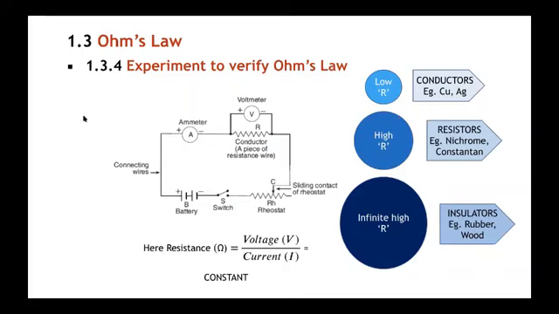Because in Ohm's law, what we are saying is, if we have a conductor and I apply some potential difference and measure the current, then if I increase the potential difference, the current will also increase. That means a linear relationship. So V by I is your constant.